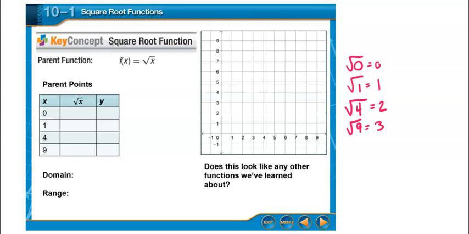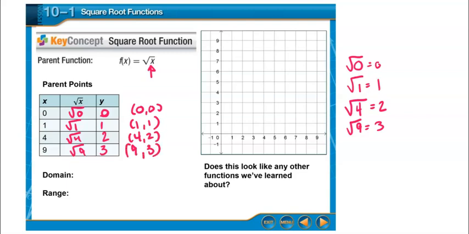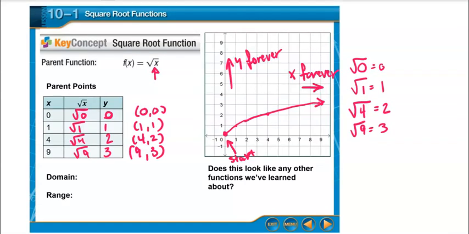So if I want to figure out a points table for this, y would be 0 because the square root of 0 equals 0. Square root of 1 equals 1. Square root of 4 again is 2. Square root of 9 is 3. So the coordinate points I can use to graph this, because I plugged in my x values into the equation, are (0, 0), (1, 1), (4, 2), and (9, 3). If you look at the graph after I plot those points and then connect the dots, this is what it looks like.